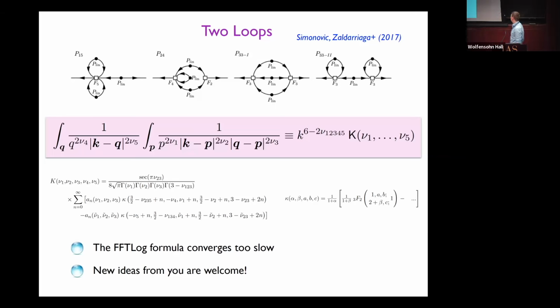scaling dimensions. There is a formal solution to this integral on the right-hand side that you can express as an infinite series over hypergeometric functions, but unfortunately this formula converges very slowly, so it doesn't offer you any significant advantage as compared to the brute force numerical integration. And that's why new ideas from the amplitude community, so from you, are very much welcome and appreciated.